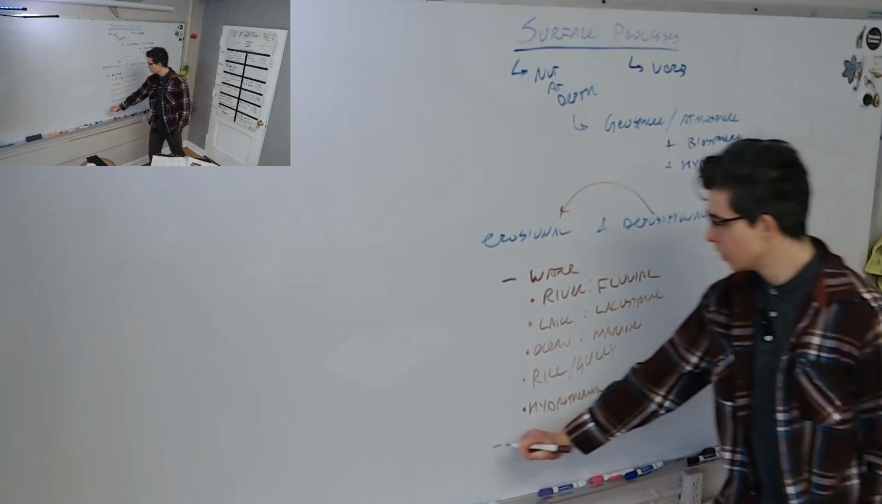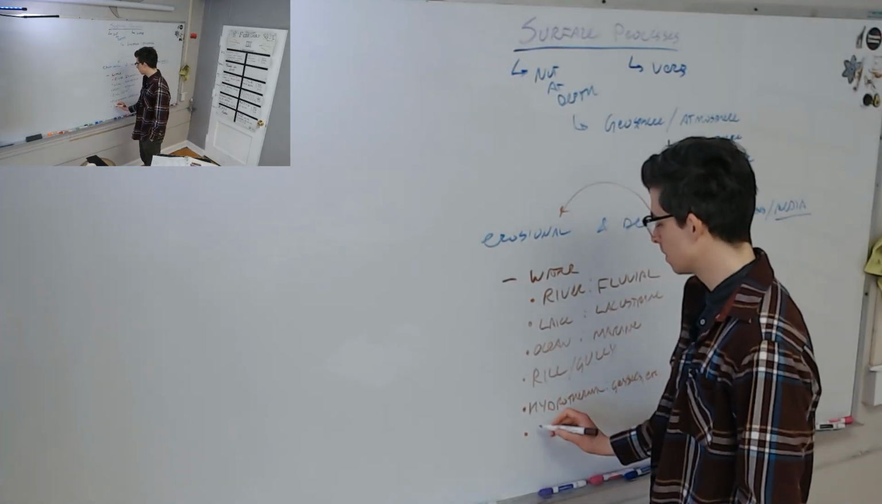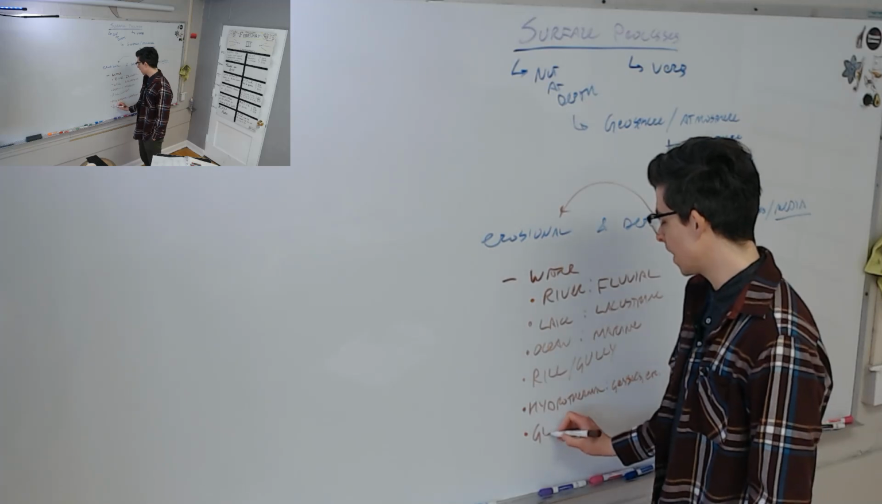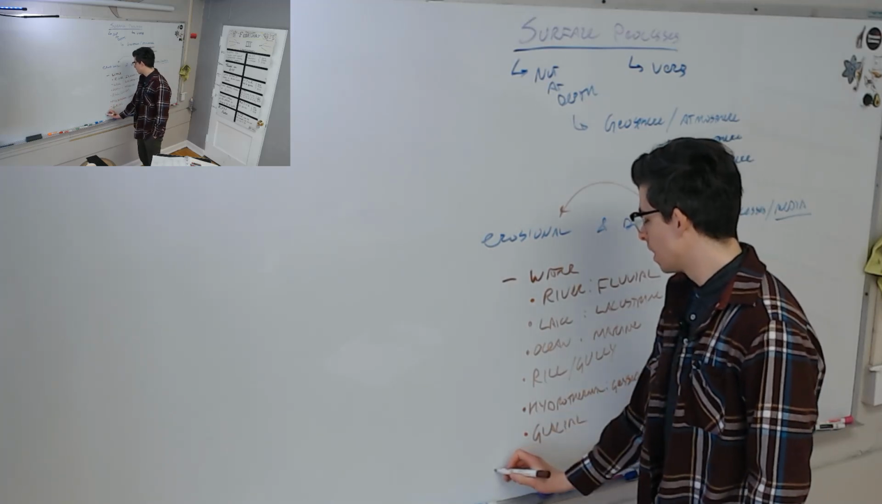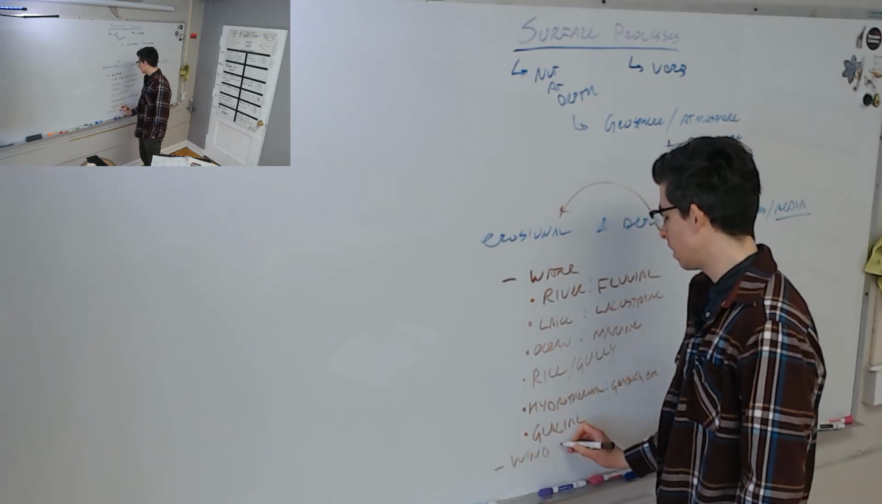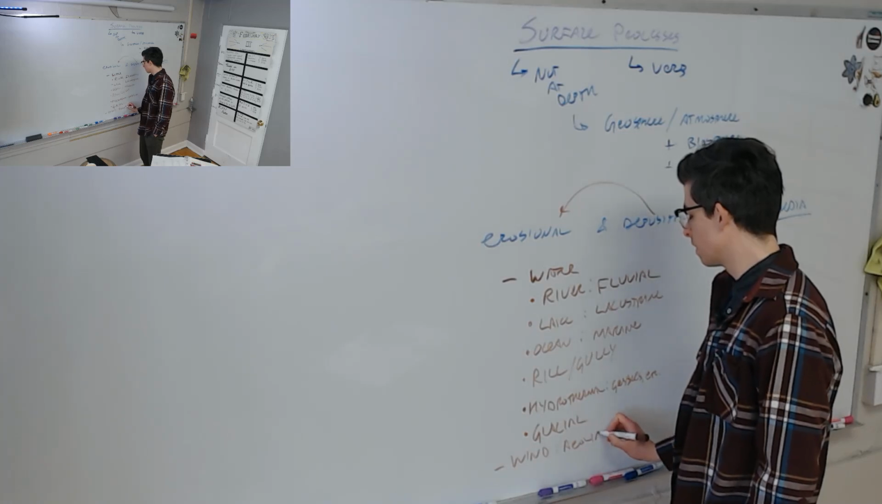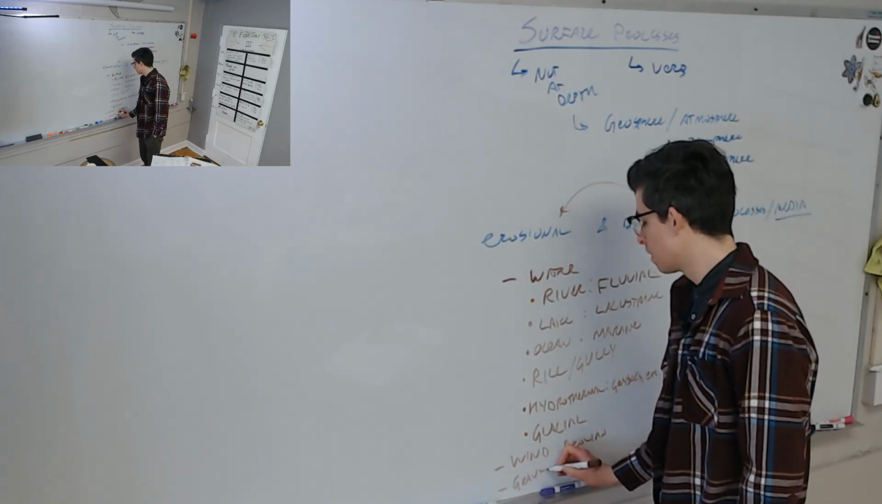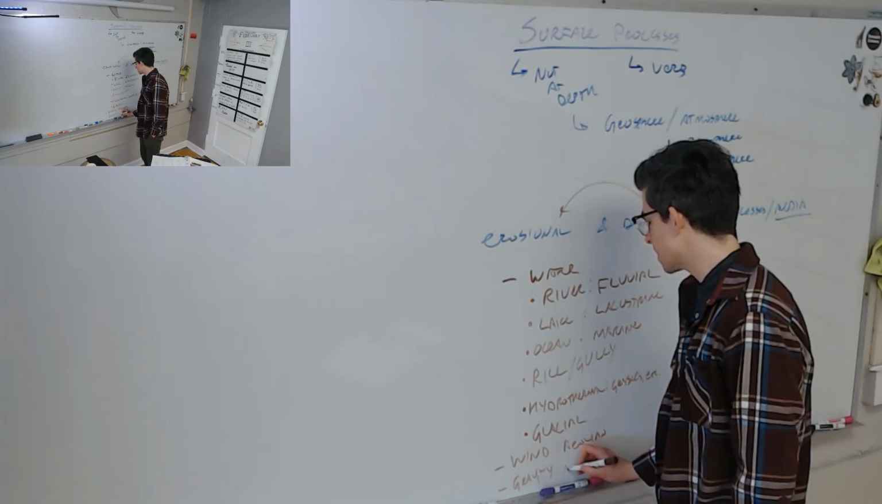Oh, wait, we missed a big one. That was also your test work. Glacial. Yeah, glacial. Good. Okay. Wind, which we call aeolian. And then gravity, which we call mass movement.